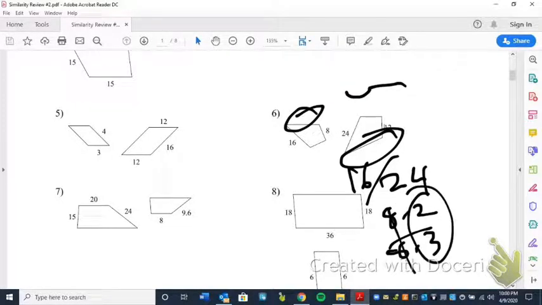Not sure what's going on here. But 2 to 3 is the answer there. Okay.